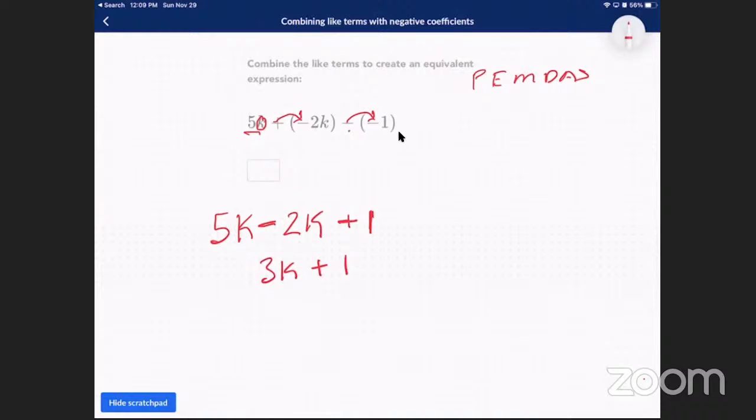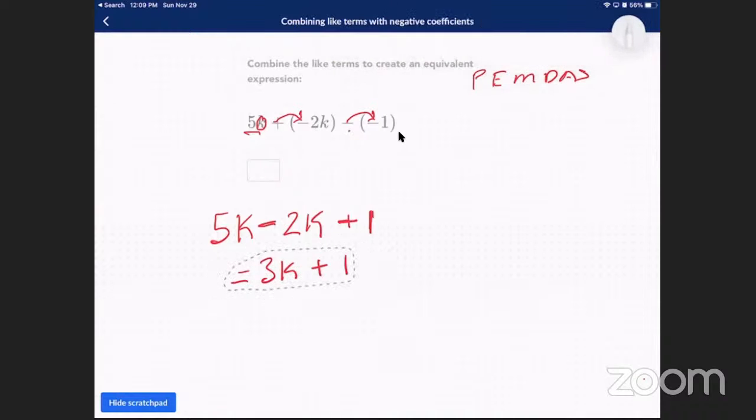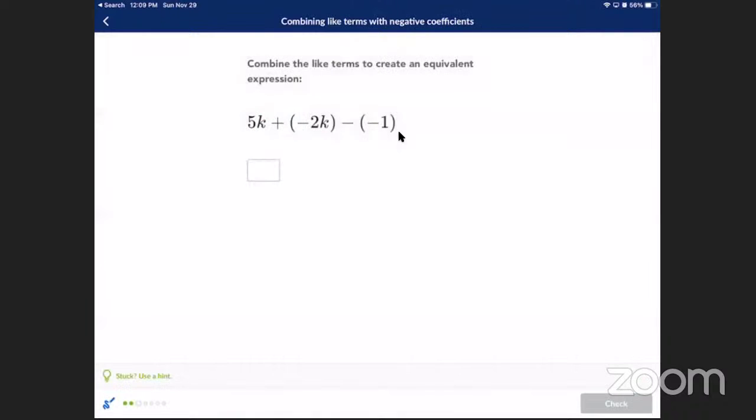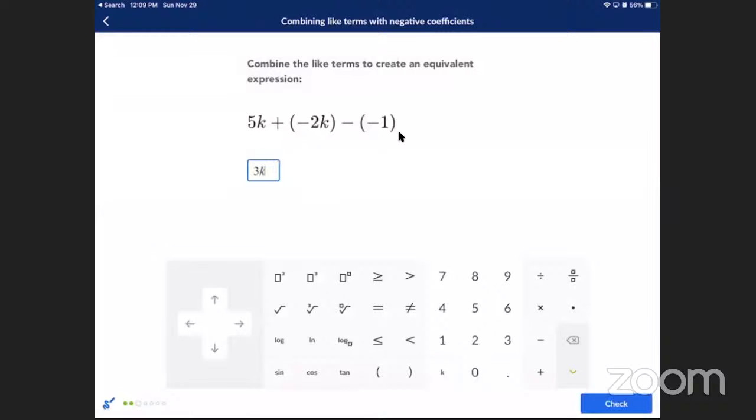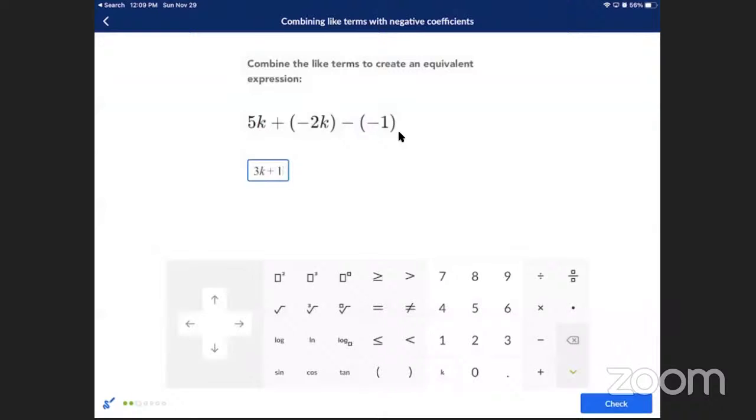So this is it. This expression I made here when I combine like terms is just the same as that. 3K plus 1. Final answer.